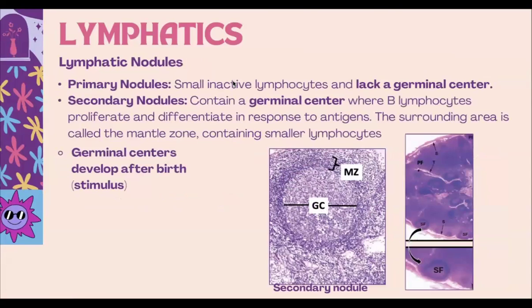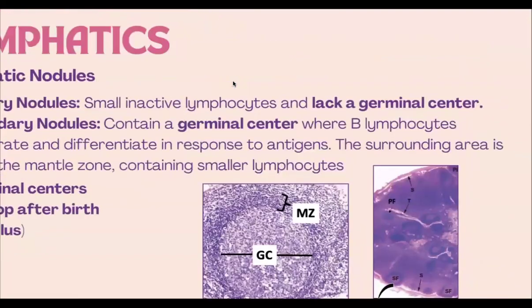Then we come to lymphatic nodules. Remember we mentioned there's primary and secondary nodules, and there's a difference between them. Primary nodules don't have a germinal center, and secondary nodules do have a germinal center. Here, this is the primary nodule or the primary follicle, and you can see that it only has one color to it.